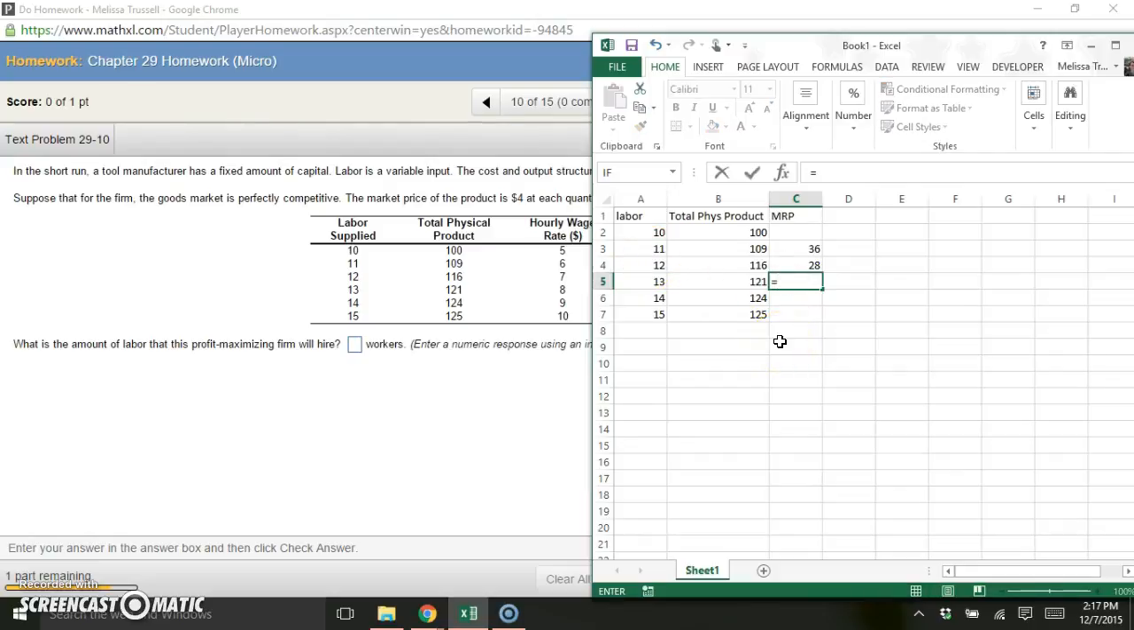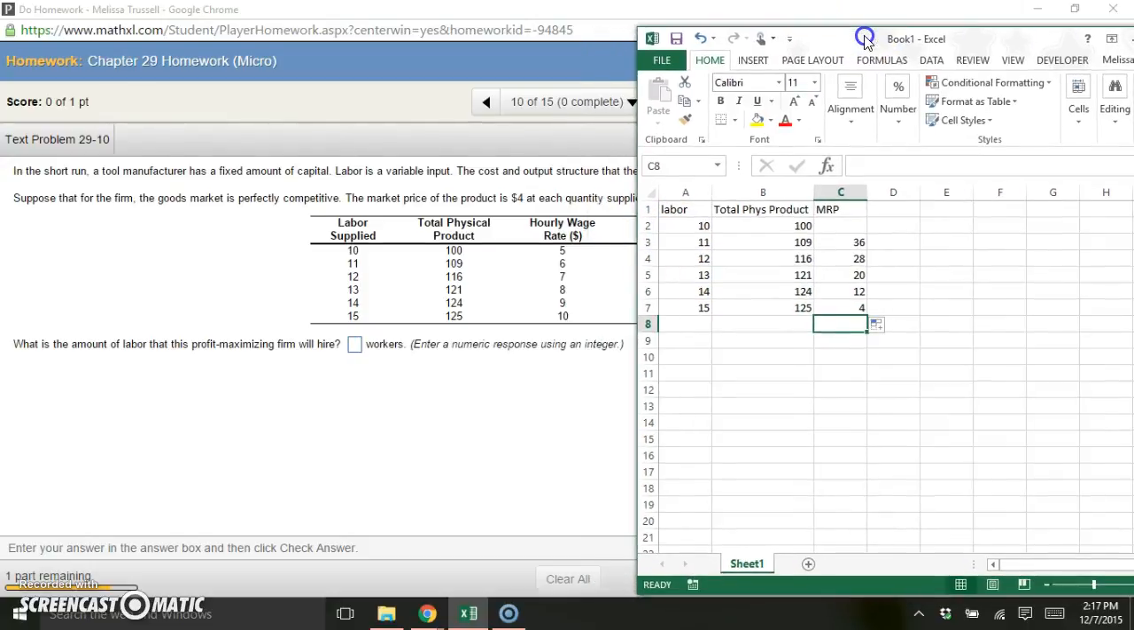Same thing for the 13th worker. So I have 121 products for my 13th worker minus my 116 products for my 12th worker, and we'll multiply that by 4, which is our market price of the product. So for the 13th worker, our marginal revenue product is 20, and I'll get Excel to go ahead and fill this in for us. Okay, so now we've calculated our marginal revenue product for each number of laborers.